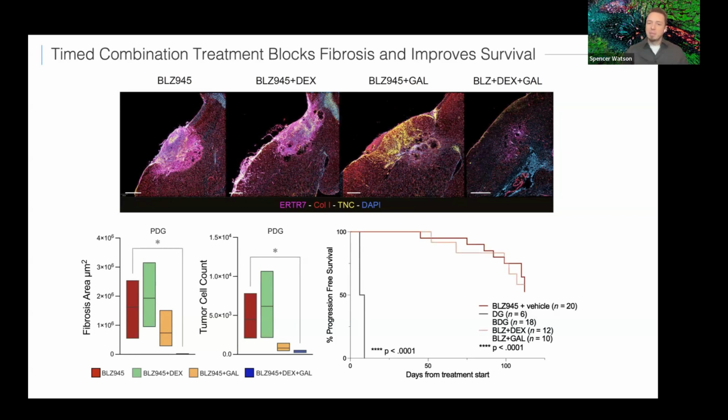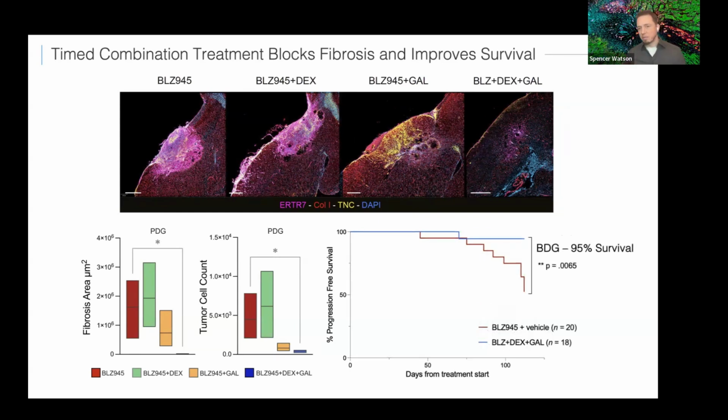So when we add dexamethasone to BLZ, again, we're not getting much of an improvement. The same with galunisertib. But when we add all three agents together, we're able to very significantly increase survival from 55% to 95%. In fact, we only lost one mouse in this arm of the trial.